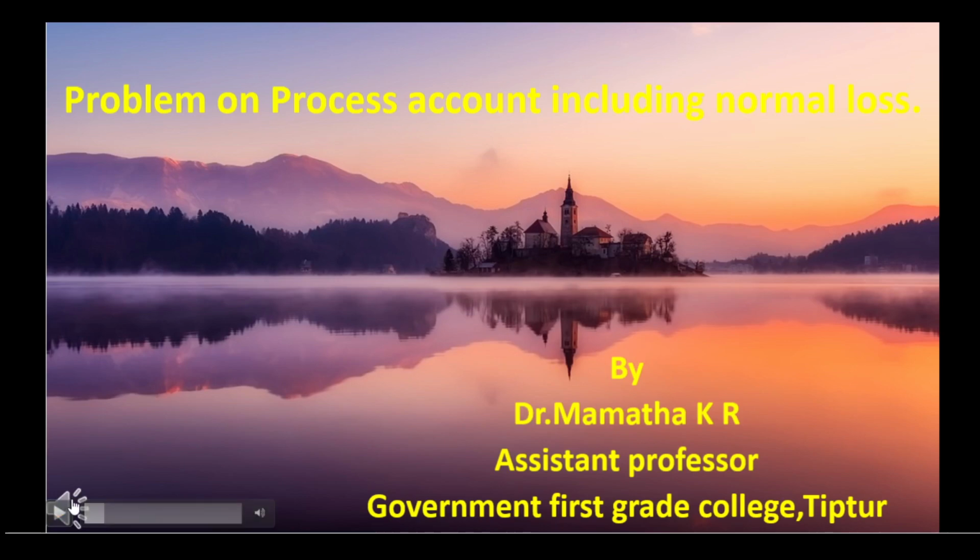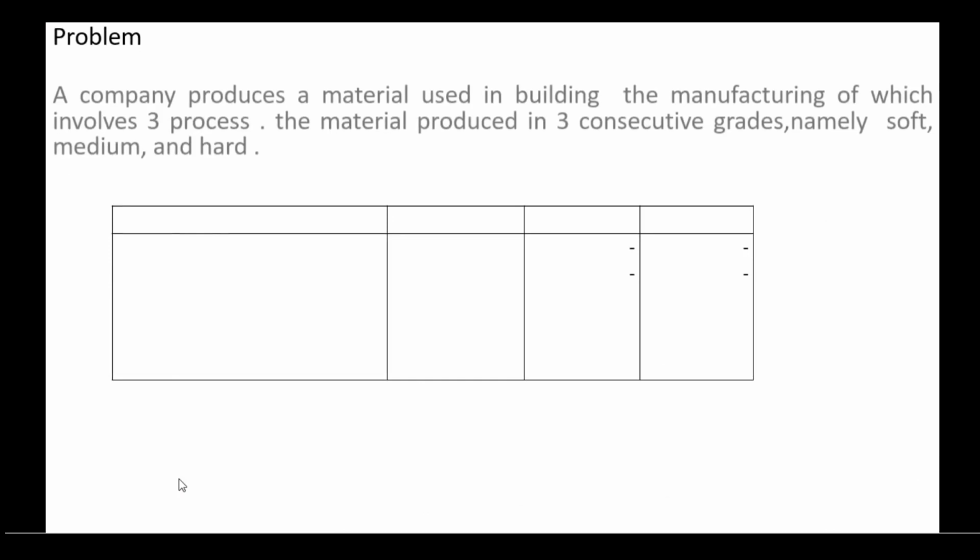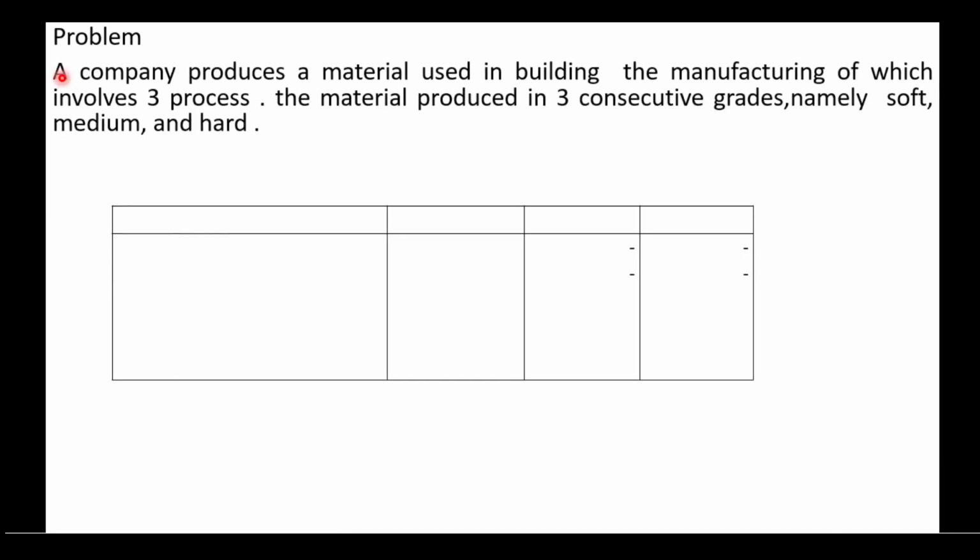Today I will discuss a problem on process accounts including normal loss. This is the problem. A company produces a material used in building, the manufacturing of which involves three processes. The material is produced in three consecutive grades, namely soft, medium and hard.